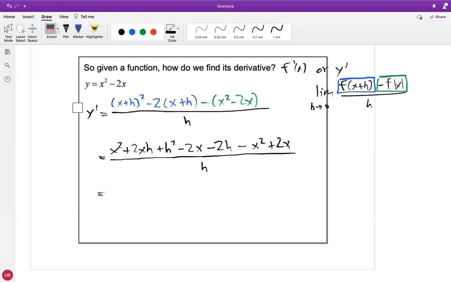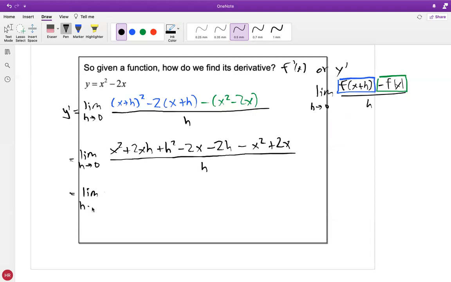Ooh, I've been doing this wrong. So y prime is not equal to that. Y prime is the limit as h approaches 0 of that function. That's my fault. You can't just plug the h in because then everything turns to zeros. So we're going to simplify first.